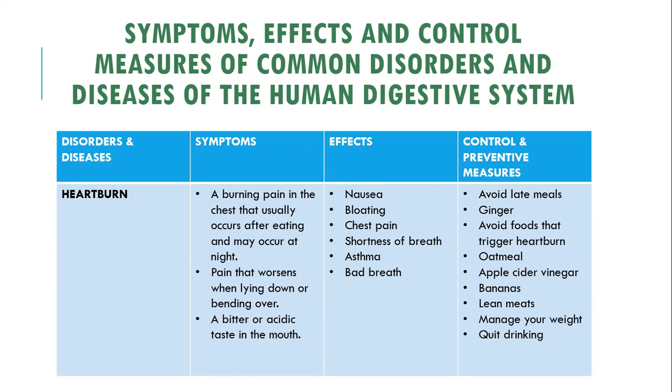But the control and preventive measures include avoiding late meals, using ginger will help to control heartburn, avoid foods that trigger heartburn, eat oatmeal, apple cider vinegar, bananas, lean meats. Also manage your weight and quit drinking. All this can prevent and control heartburn.